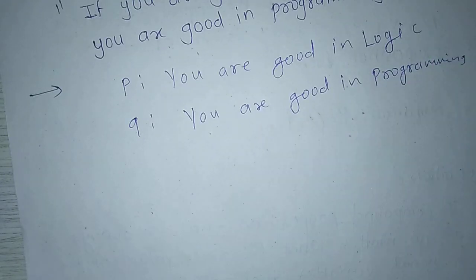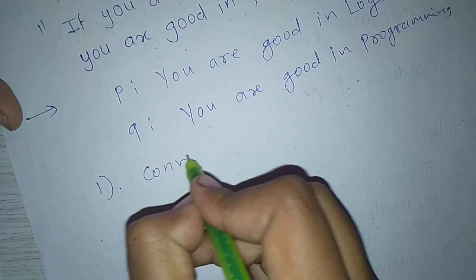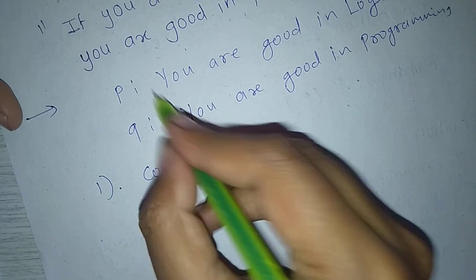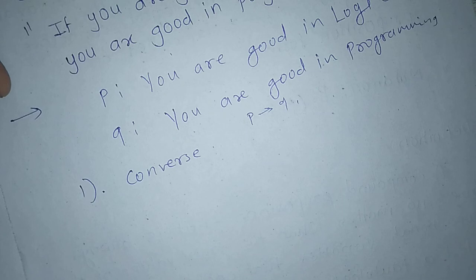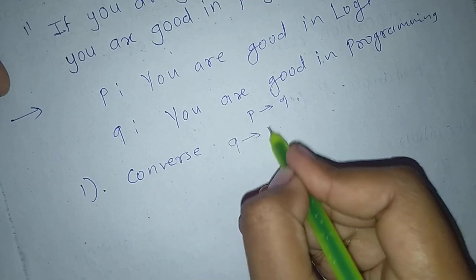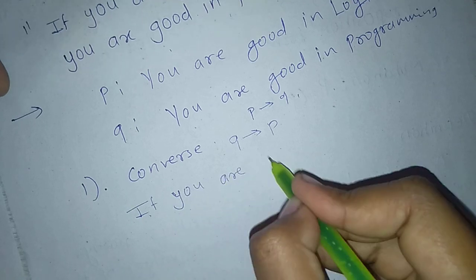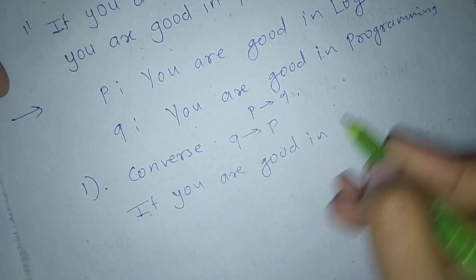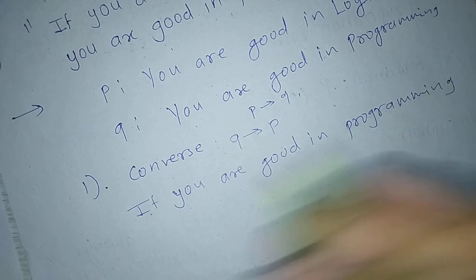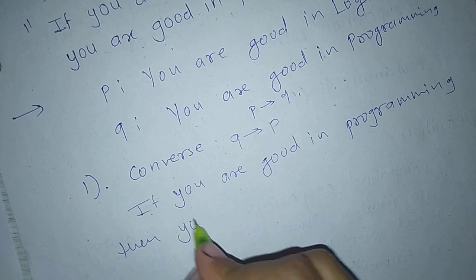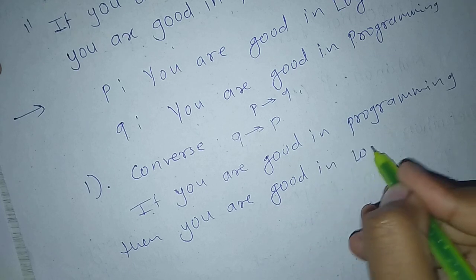Then first, converse. The given statement is in the form P implies Q. The converse is Q implies P, which means: if you are good in programming, then you are good in logic.